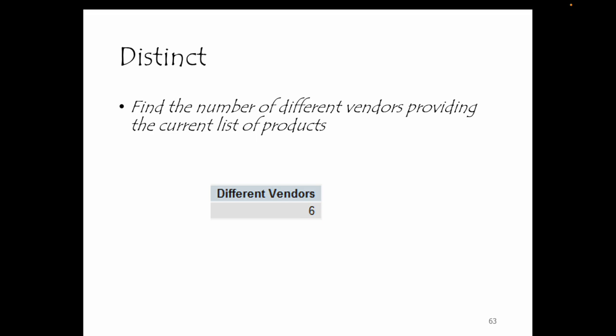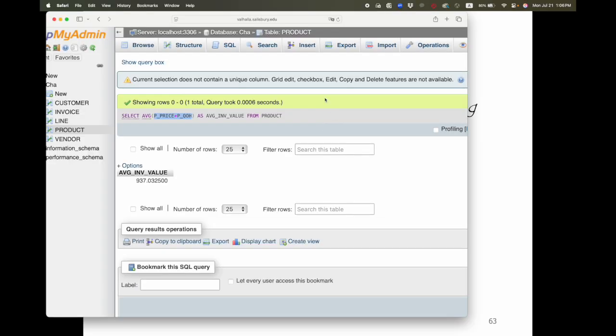So again, when we run SQL, it is strongly recommended to look at the actual data set for better understanding and try to answer the question without using SQL, and it will help you out when you write SQL statements. Okay, so let's do this as a practice. Find the number of different vendors providing the current list of products. So let's investigate the data there.